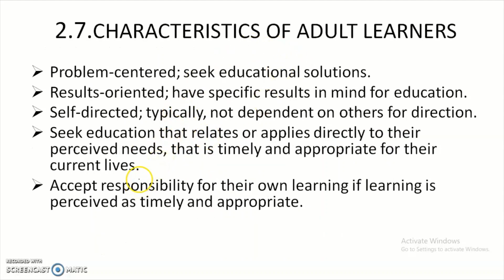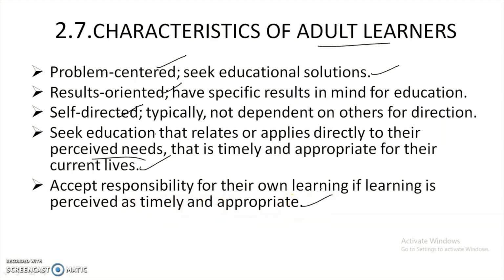And coming to the next thing, that is the characteristics of adult learners. They are completely problem centered and they seek educational solutions, and result oriented learning will be there. They are all self directed and seek education that relates or applies directly to their perceived needs, that is timely and appropriate for their current lives, and accept responsibility for their own learning. That means we need not teach them separately, they will learn by themselves if learning is perceived as timely and appropriate to them.